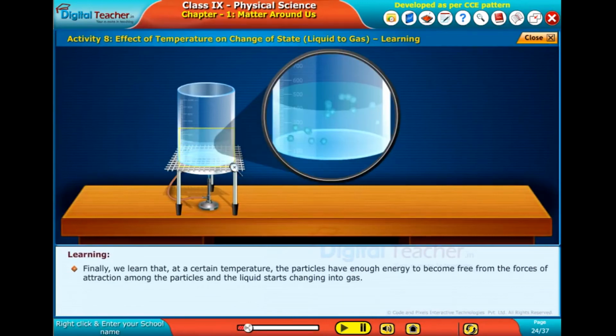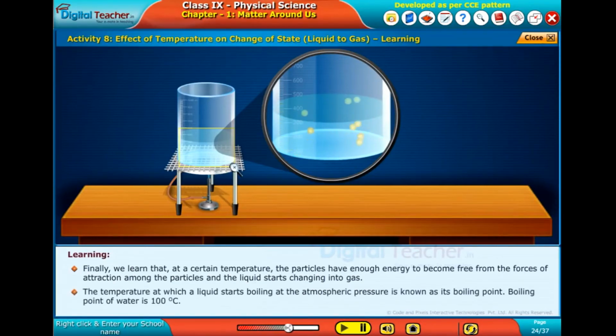Finally, we learned that at a certain temperature, the particles have enough energy to become free from the forces of attraction among the particles and the liquid starts changing into gas. The temperature at which a liquid starts boiling at the atmospheric pressure is known as its boiling point. Boiling point of water is 100 degrees centigrade.